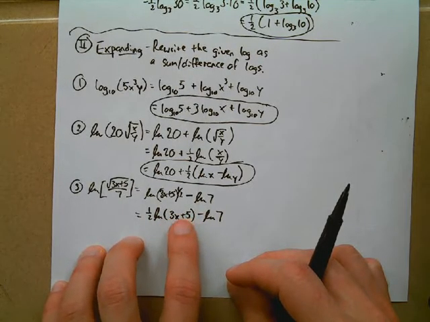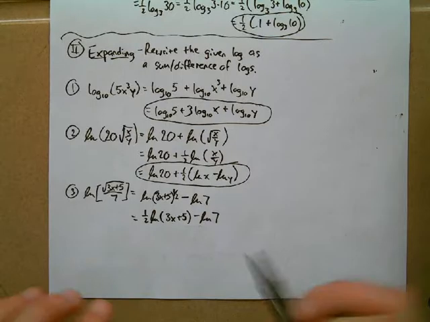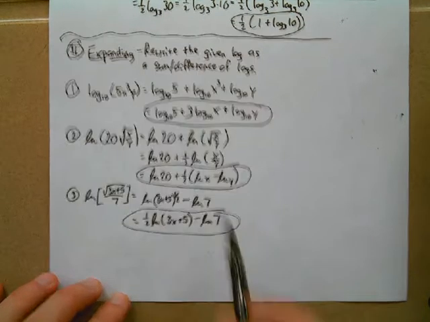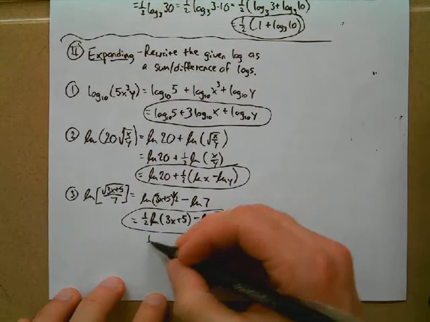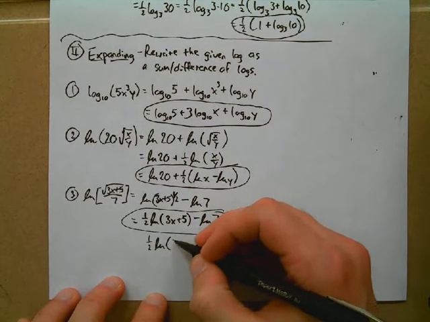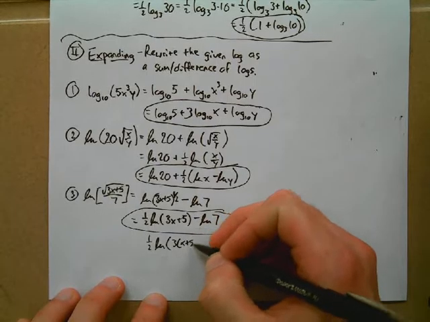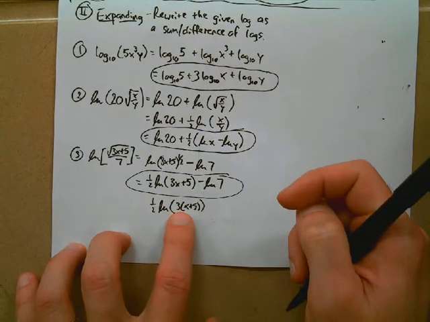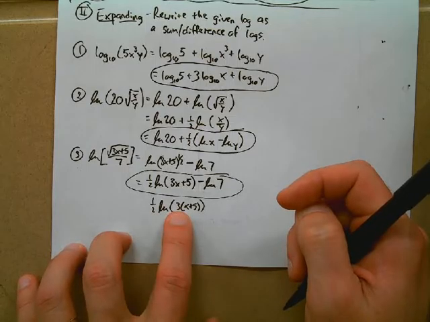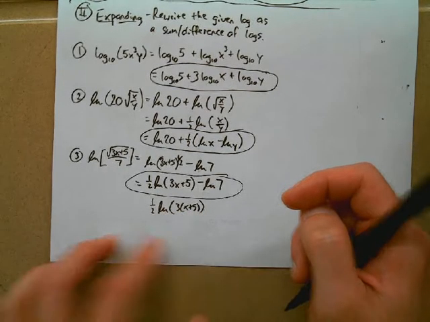If it was 1/2 the ln of 3 times x plus 5 like that, then yes, then we can break that up and do it. It would be 1/2 ln 3 plus 1/2 ln x plus 5. But again, we can't do that because of the way it's actually written. Okay. So there's that. Moving on.